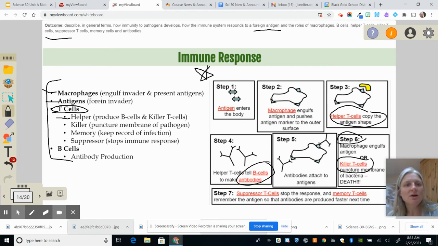All right, so we have our killer T cells, they puncture the membrane. And then our suppressor, whenever you see the word suppressor, you think stop. They stop the response, suppressor T cell, and then memory T cells are going to remember those antigens. So the next time they come in, they have those antibodies ready and are faster next time. Because if you're faster, you can help prevent the actual reaction to that pathogen. So B cells' main job here is the antibody production. There might be memory B cells that remember how to make those antibodies, but antibodies are the big thing that B cells are going to be doing.